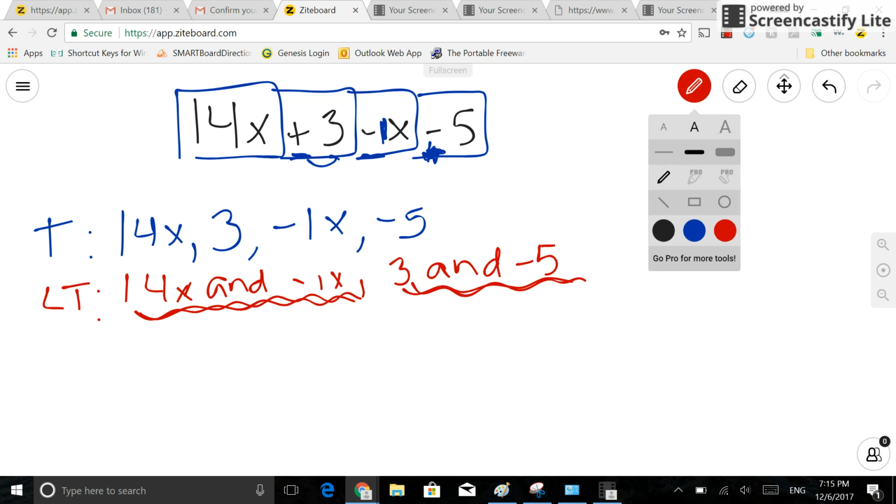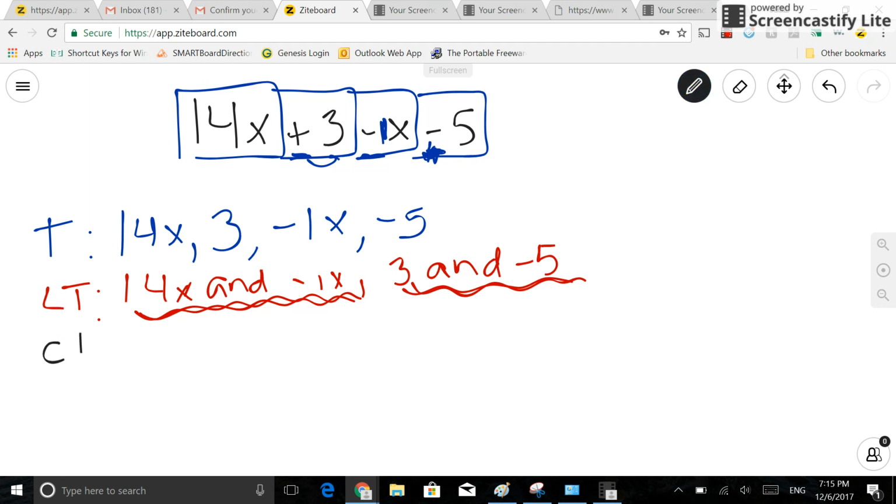Okay, so let's talk about our coefficients, which I'm going to show with CF. Coefficients are, no, actually I'm going to do constants next, sorry. So I'm going to show constants with CS. Constants are the numbers that stand alone. So notice how this positive 3 does not have an x attached to it. So this is a constant. Notice how this negative 5 doesn't have an x next to it. So that's considered a constant.